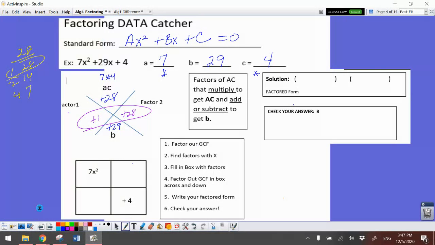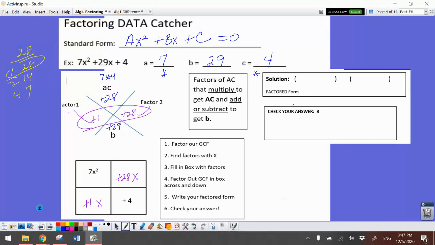So I know that since I have x squareds here, these are both going to have x's. One of them is a positive 1, one of them is a 28, and that comes from my crisscross.